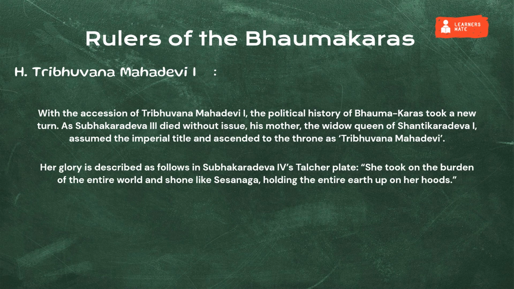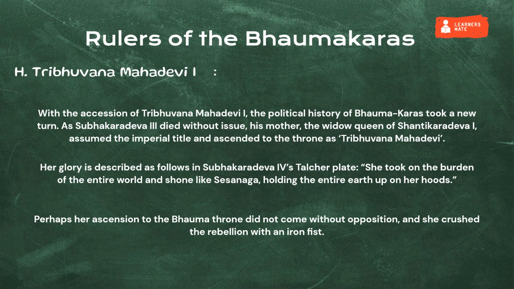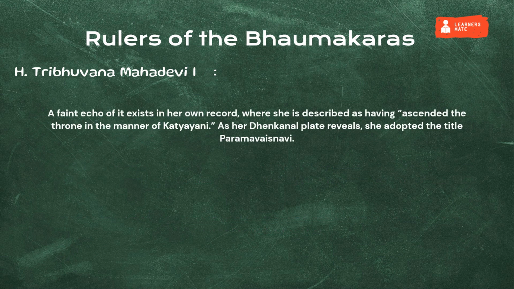Her glory is described as follows in Subhakaradeva IV's Neulpur plate. She took on the burden of the entire world and shone like Sesanaga, holding the entire earth up on her hoods. Perhaps her ascension to the Bhauma throne did not come without opposition, and she crushed the rebellion with an iron fist. A faint echo of it exists in her own record, where she is described as having ascended the throne in the manner of Katyayani.